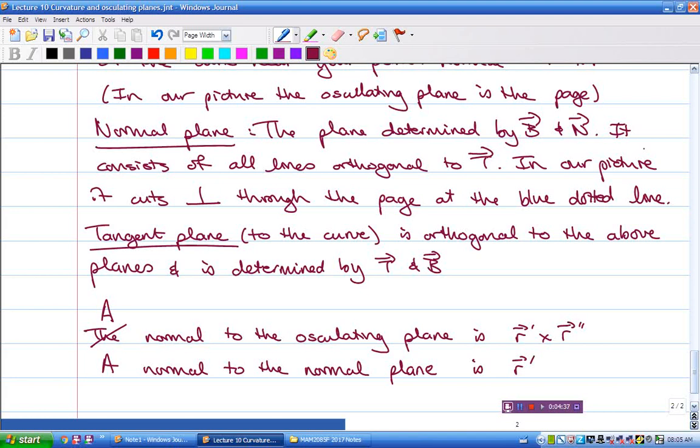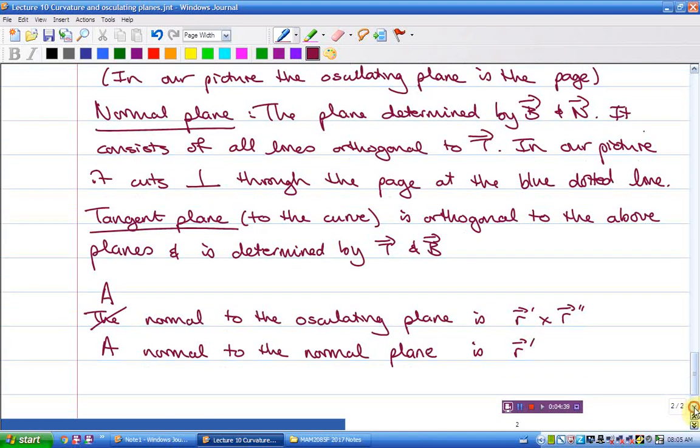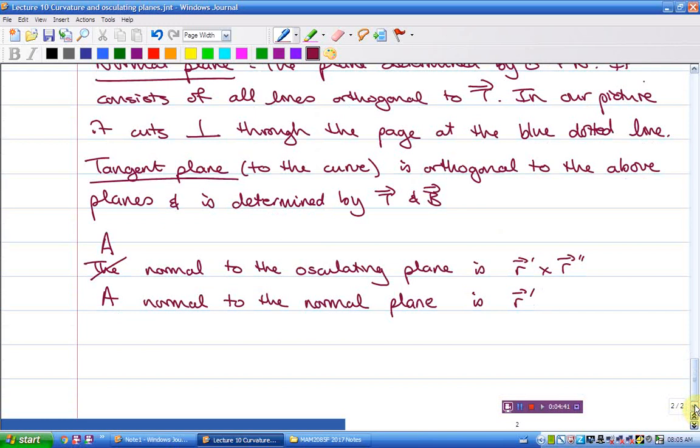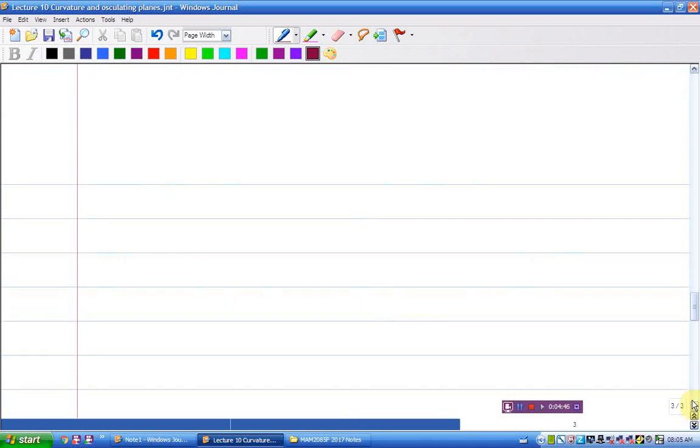Okay, so let's do an example. I'm going to do a page jump. Everybody prepared? I'm going to do example 52. Example 52 says find the normal plane and osculating plane for R of t equals, oh look, it's a twisted cubic.